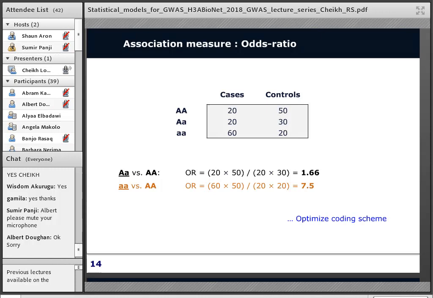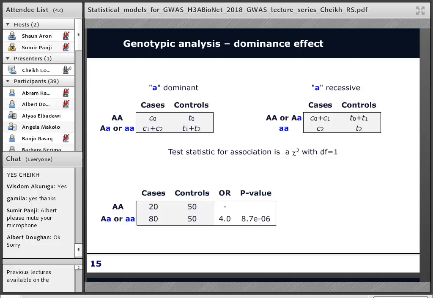And here you can have an application of that. If you have this count, it's the same data that I showed you before. And here you have the odds ratio of the heterozygous capital A, small a versus capital A capital A is 1.66, while the other one, the odds ratio is 7.5.